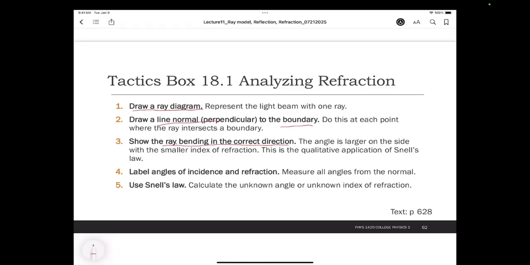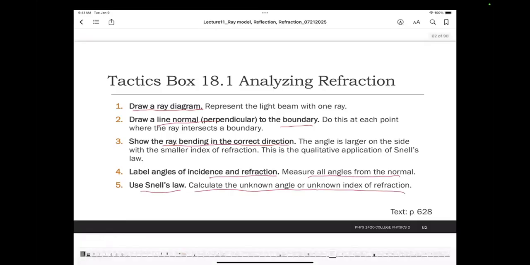This is the qualitative application of Snell's law. Label angles of incidence and refraction. Measure all angles from the normal. Use Snell's law to calculate the unknown angle or unknown index of refraction. These are the steps to analyze refraction.